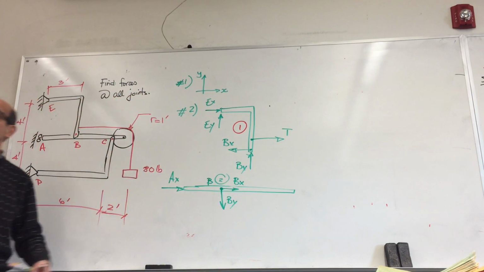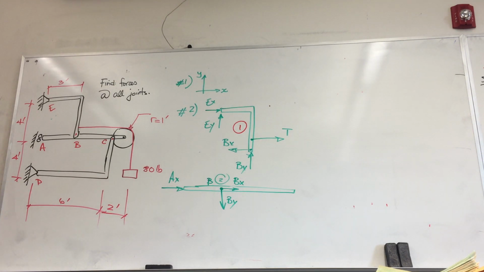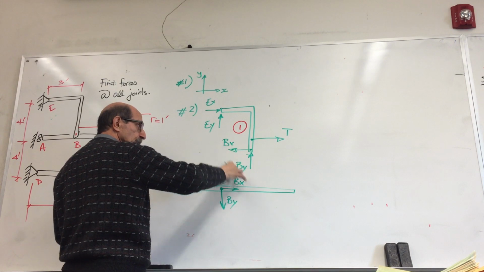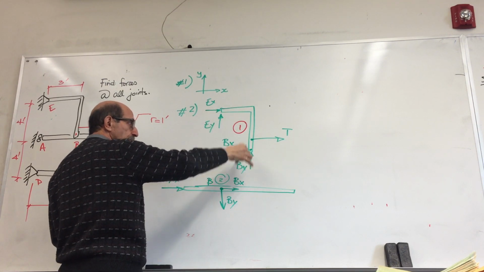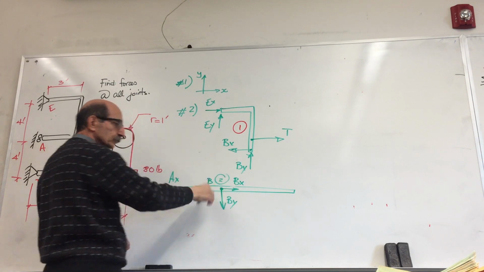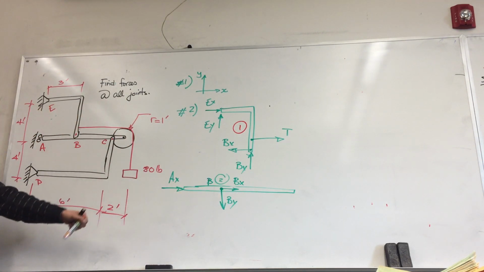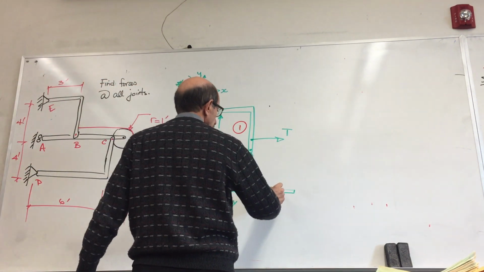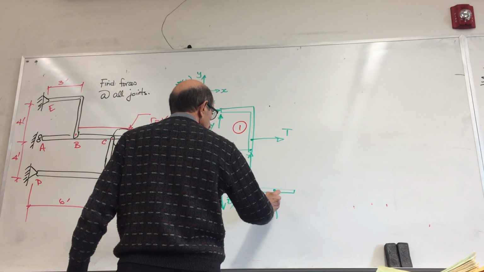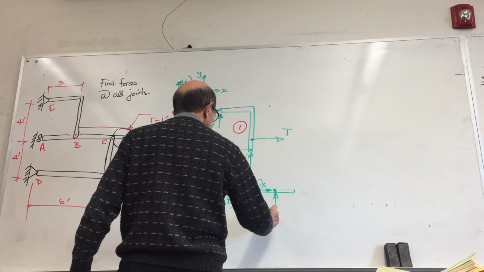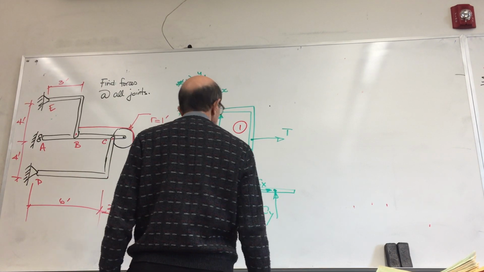I'm not sure if these are correct directions, but you have to be consistent. If you assume these are the directions for the forces assumed to act on this member, at that point, you have to use opposite directions for the same forces on the corresponding member. Now, at point C, again, I don't know. I'll just make the assumption forces are like this, Cx and Cy.